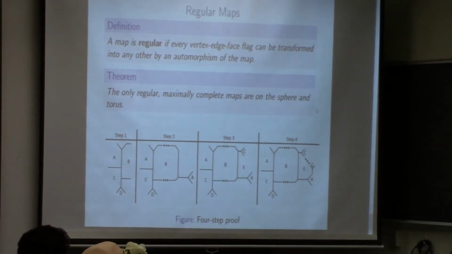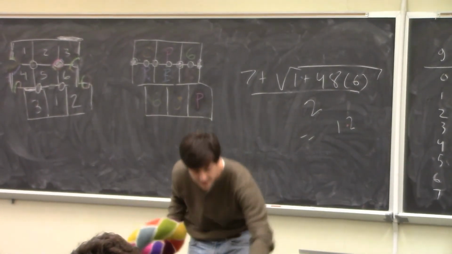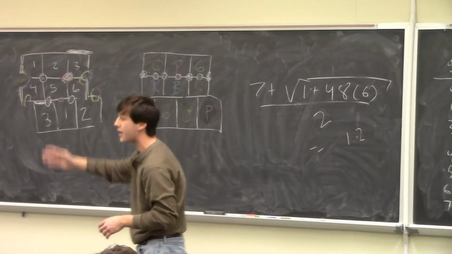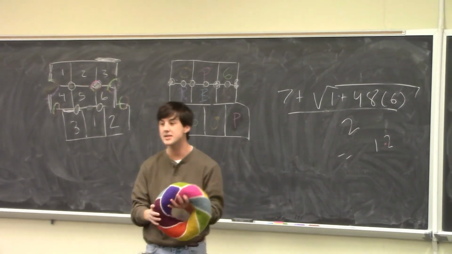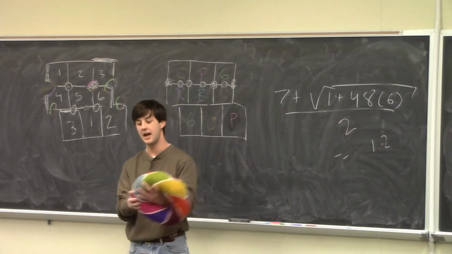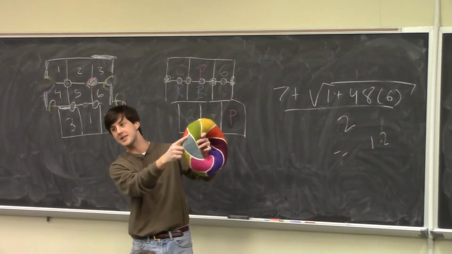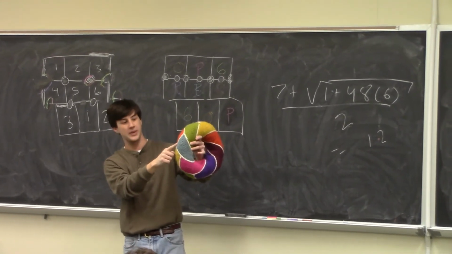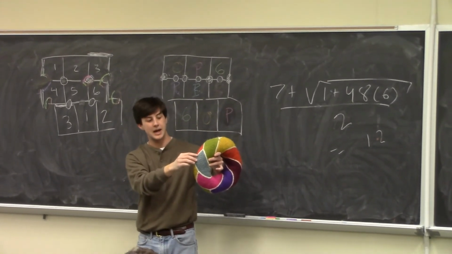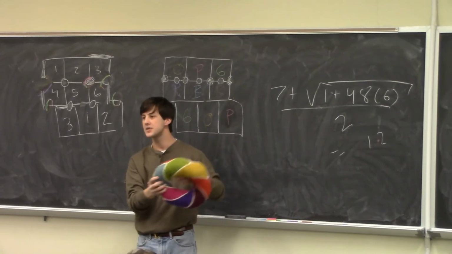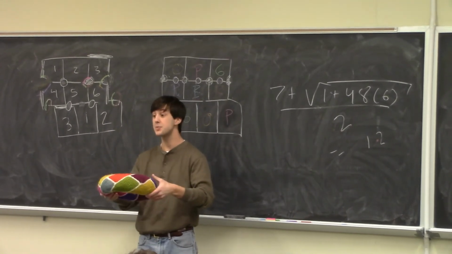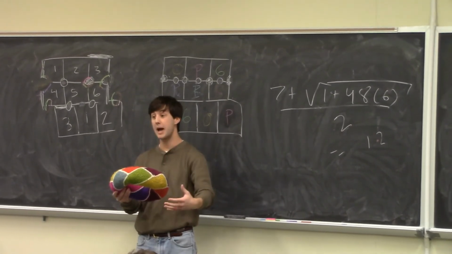So first we want to formalize this notion of nice symmetry. What do we mean when we say that this map here and this other map here are nicely symmetric? And we formalize this via this notion of regularity. Regularity says that if I consider a vertex edge face triple, so what is that? I have some face, I have some edge that's incident with that face, and I have some vertex incident with the edge and the face. Right? I can map this to any other vertex edge face triple on the map and extend this to an incidence-preserving map of the whole map to itself.